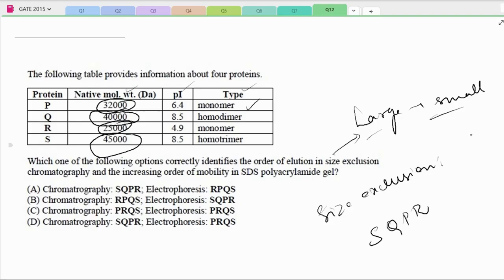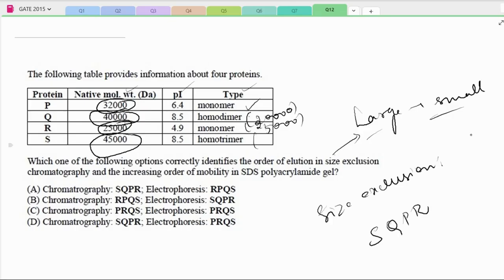So this one exists as a monomer with a molecular weight of 32,000. This will move as a monomer, and this one gets broken into two. That is a homodimer. Since it's a homodimer, it gets monomerized, so each monomer will have a molecular weight of 20,000. And the other one exists as a monomer, so that will again be 25,000. It will move as a protein of molecular weight 25,000.